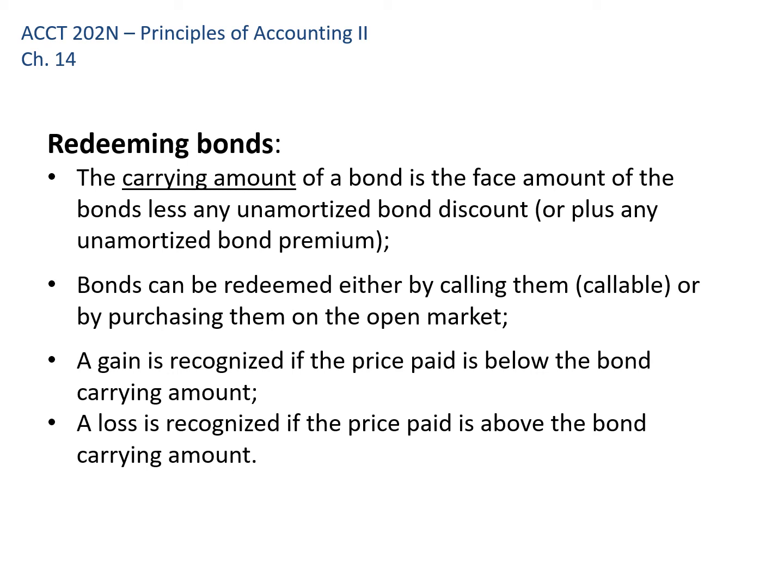So I'll determine, what do I have to do to pay off these bonds? What would be the amount I'd have to pay to get people to let me pay them off early if it's a callable bond? That may be written into the bond agreement, the indenture agreement, or it may be a negotiated thing. So if I can pay less than the bond carrying amount to get out of that debt, then I'm going to recognize a gain.